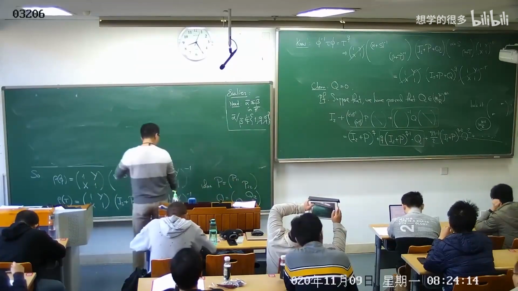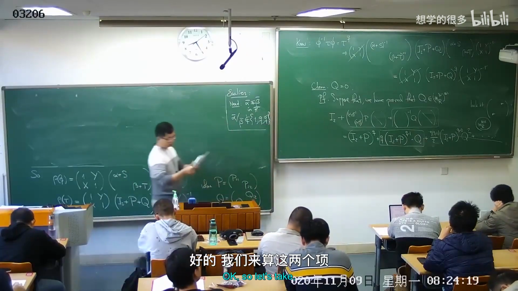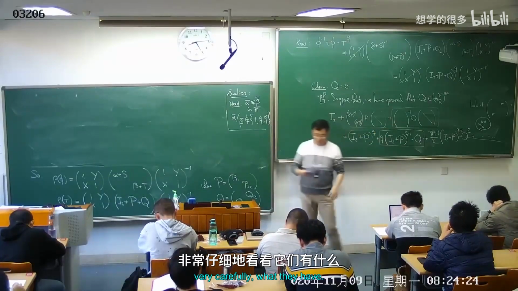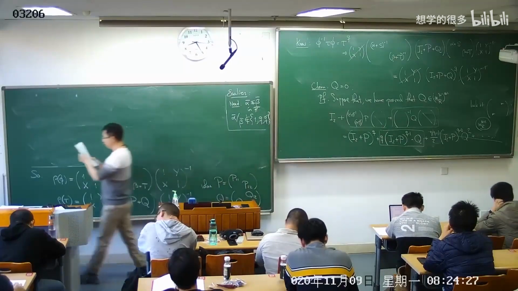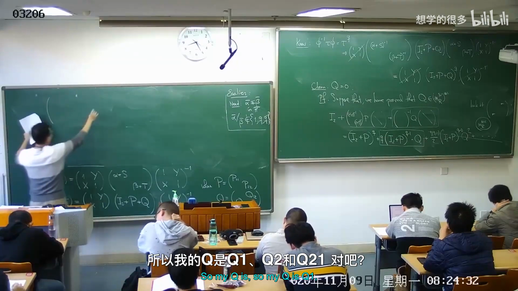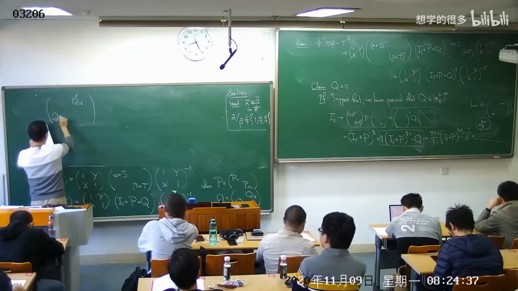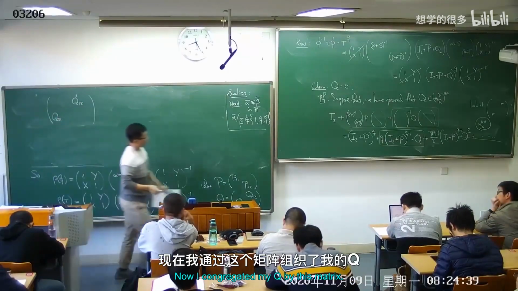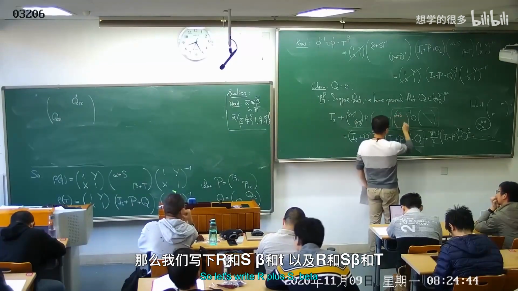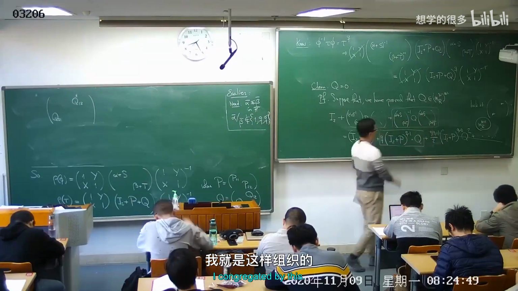Okay, so let's actually just compute these two terms very carefully. What we have: my Q is Q12 and Q21, right? Now I conjugated my Q by this matrix, so let's write alpha plus S, beta plus T, and alpha plus S, beta plus T. I conjugated it by this.